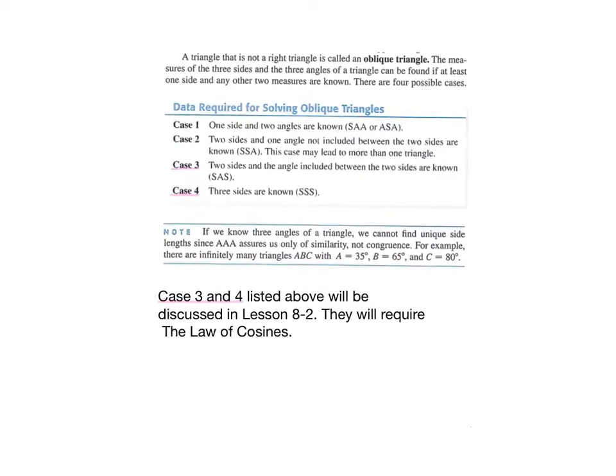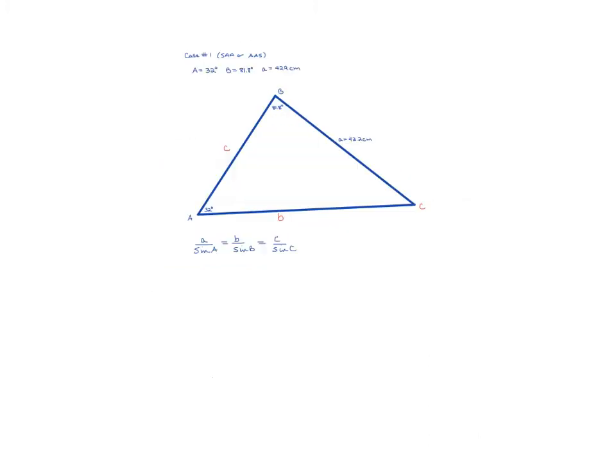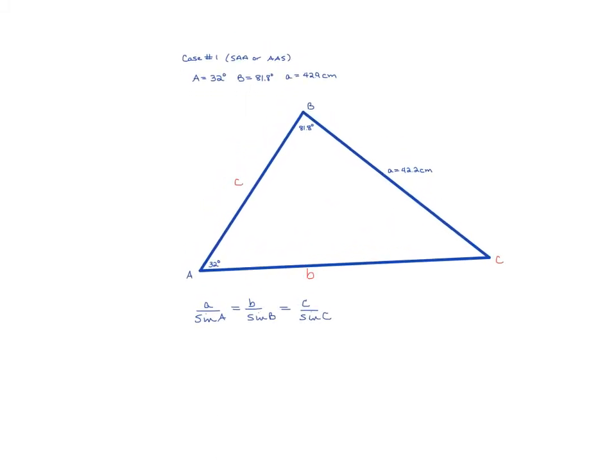So again, when we're solving and using law of sines, today we're going to be doing case 1 and case 2. Case 3 and 4, we're going to cover in section 8.2, and we're going to be using the law of cosines. So the first case that we're going to cover is case number 1. This is going to be angle, angle, side, or side, angle, angle. Notice I'm given 2 angle measures and a side length.